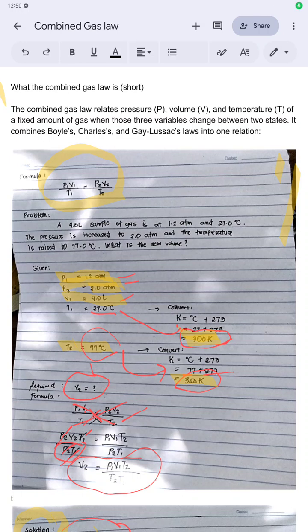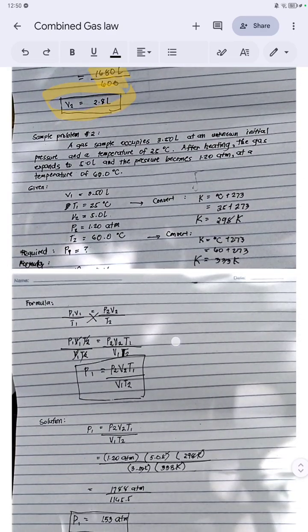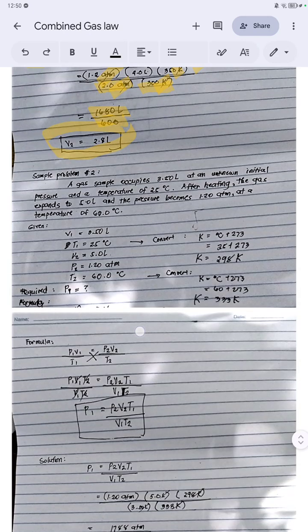Okay, this is part 2 of our combined gas laws. So we are done with the description and the formula. So let's have sample problem number 2.